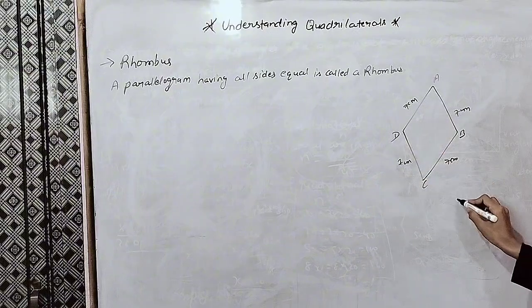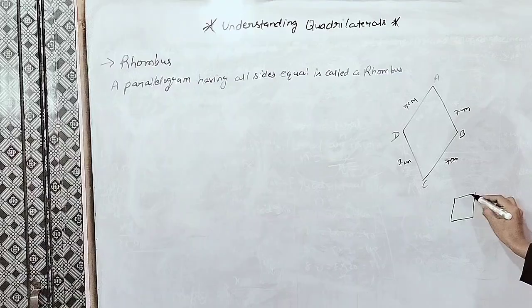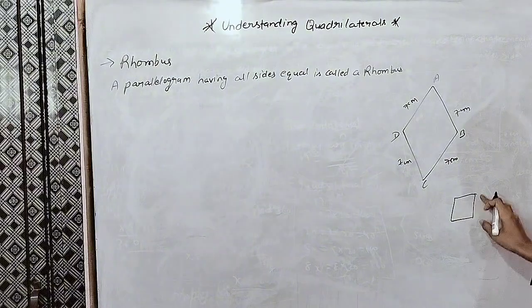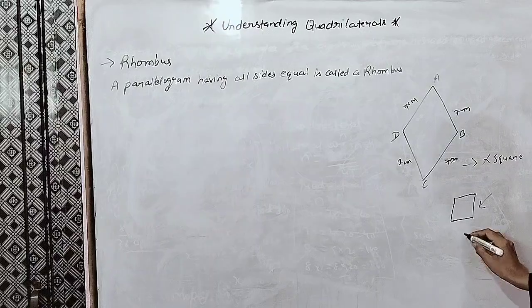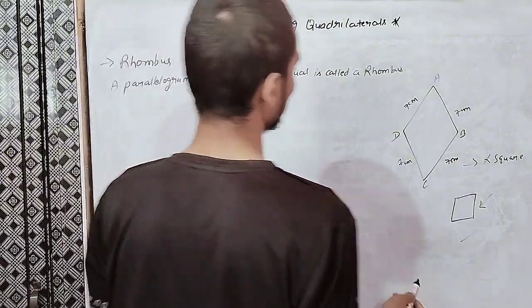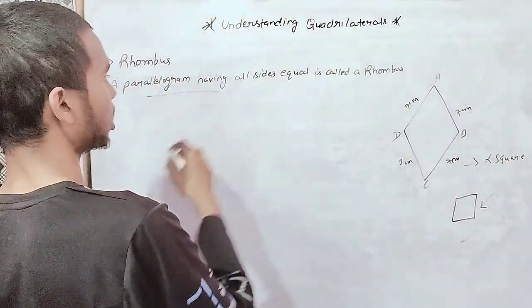But here, if you see this type of diagram, no, this is not a figure of a square. Clear? This is a figure of a square, but this is not a figure of a square. So always remember that a rhombus is a parallelogram.